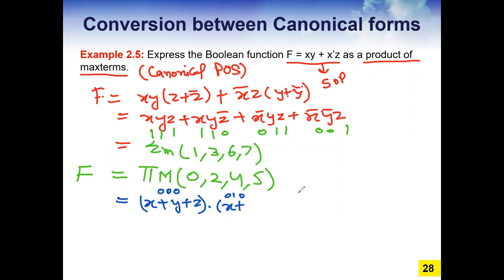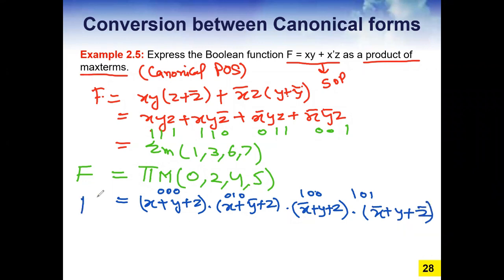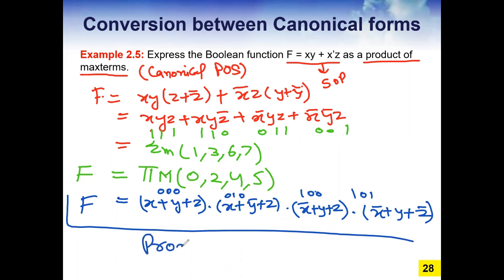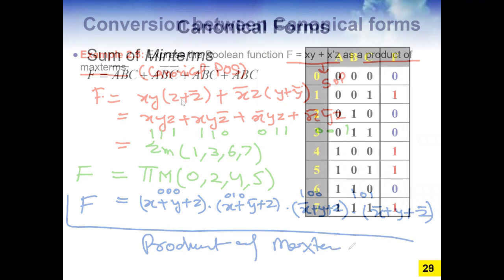Next is going to be 4. Next is going to be 5. So how do we write x complement plus y plus z? Right. Now x complement plus y plus z complement. That's right. So this is my answer, which is now canonical, or we can say product of max terms.